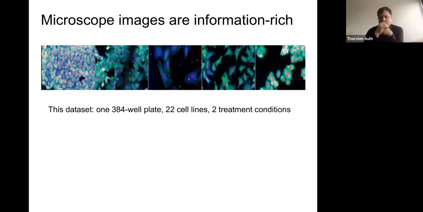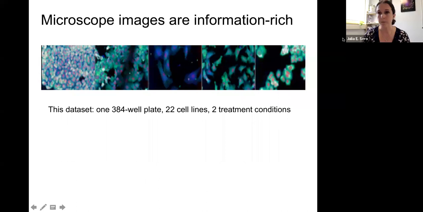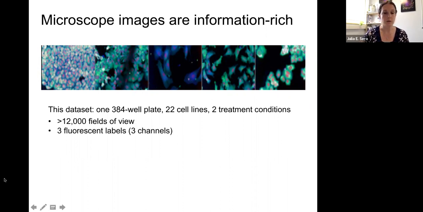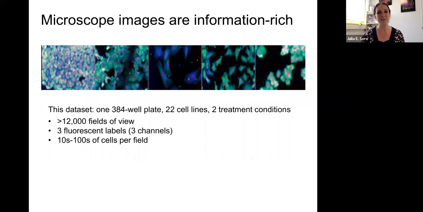If we zoom in on that a little bit, you can see that some of the cells are more green and some of them are more blue. That's because of the different stains that we've applied. This one data set is just using one multi-well plate, so it has 384 wells, has 22 cell lines, and each of those has 2 treatment conditions represented per cell line. So in all, just this one plate has about 12,000 fields of view in 3 fluorescent label channels. This is an absolutely vast number of images already.